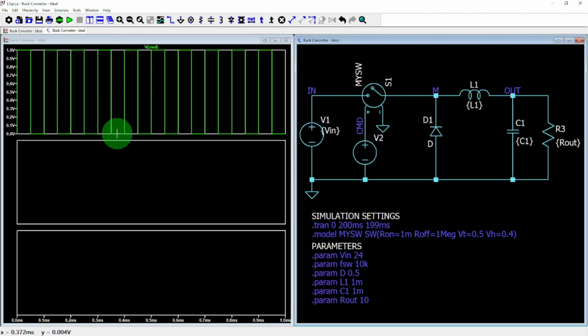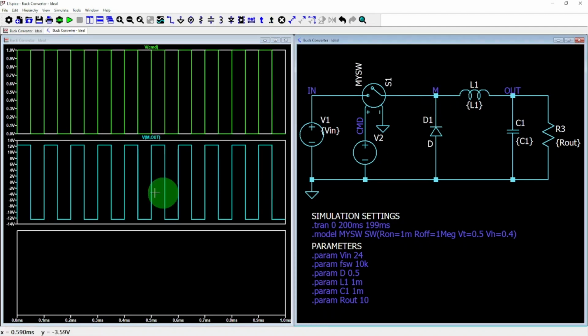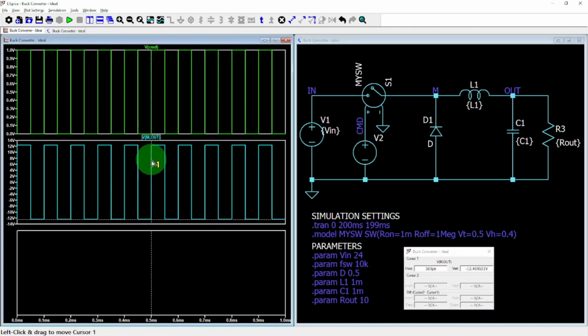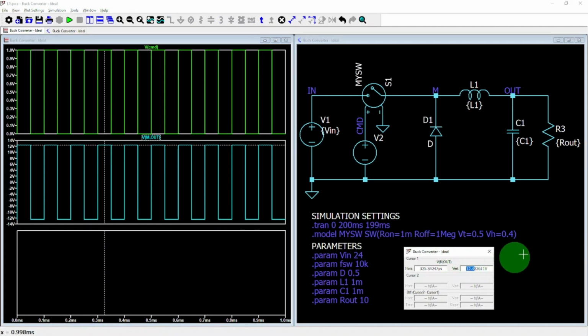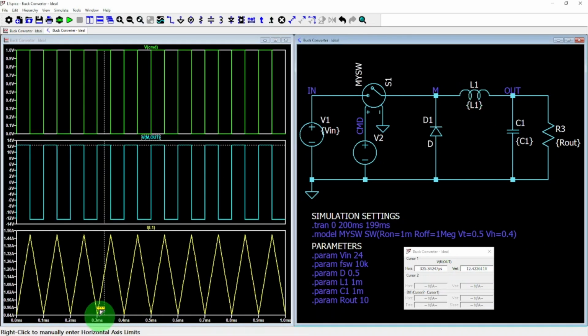When the switch is on, point M is at the same voltage as the input. The other end of the inductor is connected to the output voltage. So, the voltage across the inductor equals the difference between input and output voltage. In our simulation, that's 24 volts minus 11.6 volts, so 12.4 volts across the inductor. If we plot the inductor current, we see that the positive voltage causes the current to ramp up.